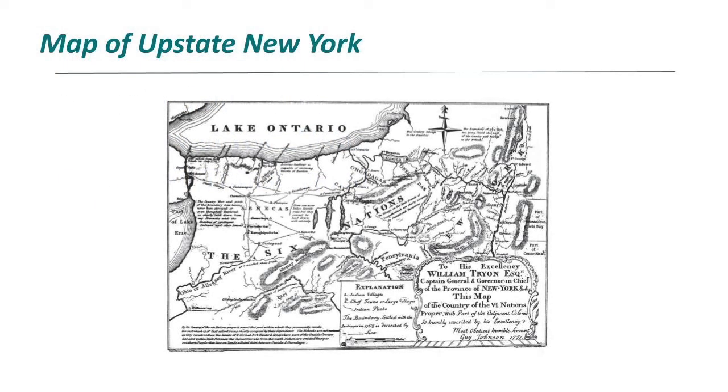A map of upstate New York presented to Governor William Tryon of Colonial New York demonstrates that the area was considered the realm of the 6 Iroquois nations, whose domain also stretched into the Ohio Valley.